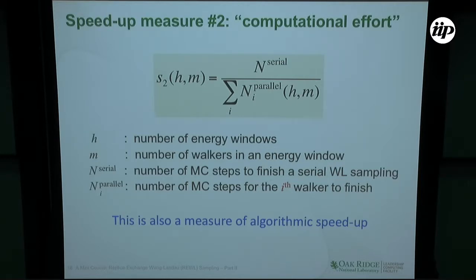So here we take this as the algorithmic speed up, because you can imagine that in most cases, with a parallel run, you do more Monte Carlo steps than the zero one. But is it possible sometimes to even reduce the number of Monte Carlo steps so that it's more efficient than the zero Wang-Landau sampling? And so this is really what is gained by changing the algorithm, as opposed to if you just divide a large amount of work to parallel walkers. So yes.